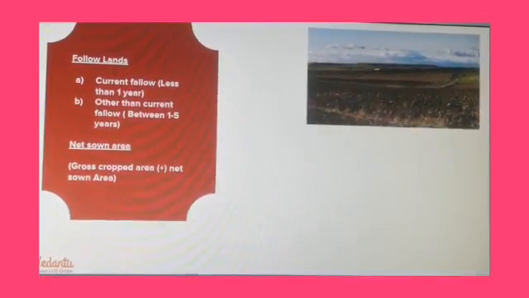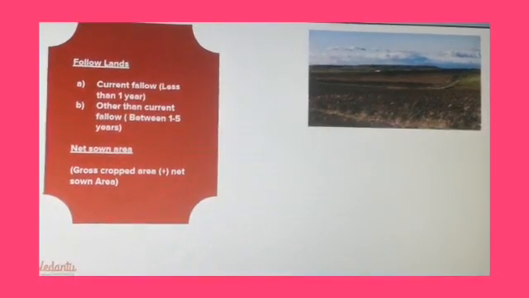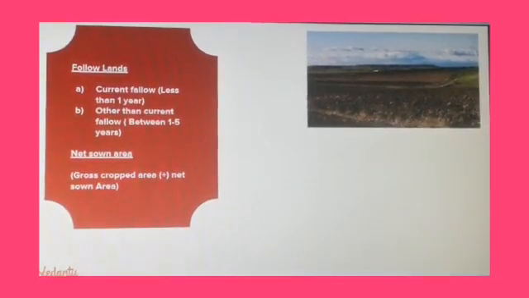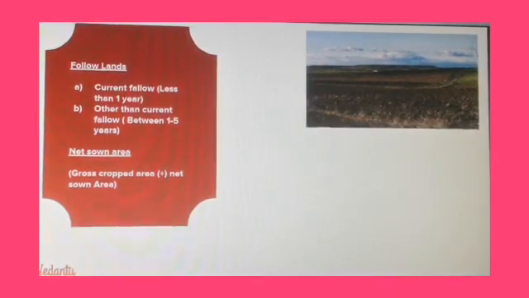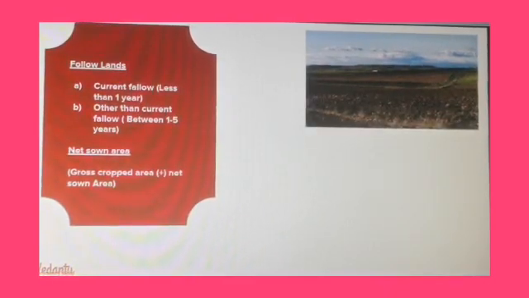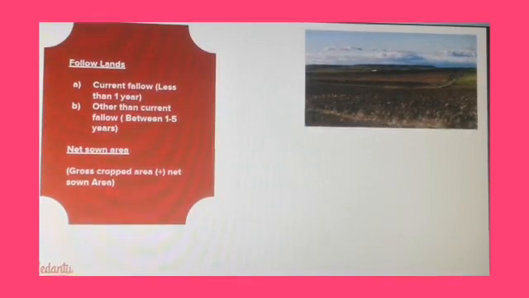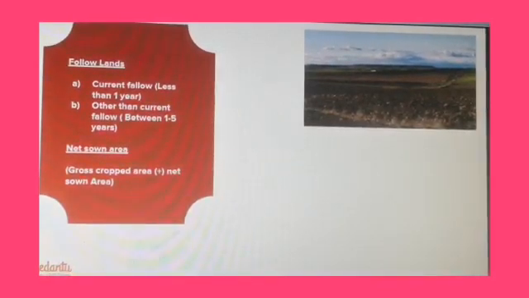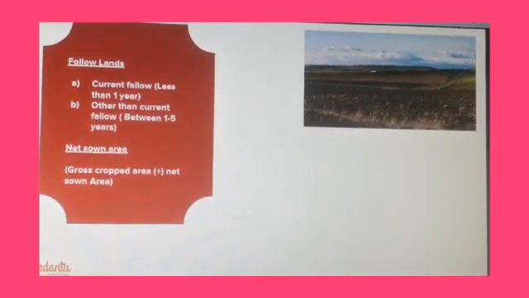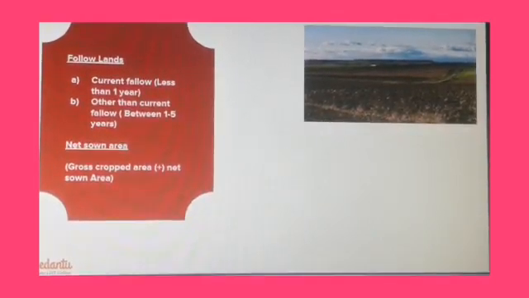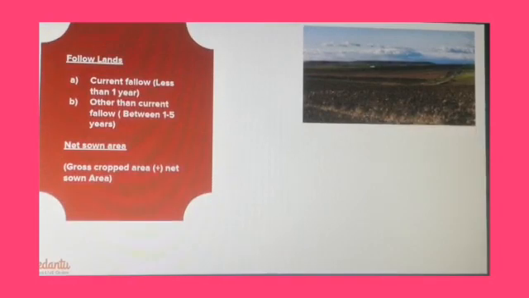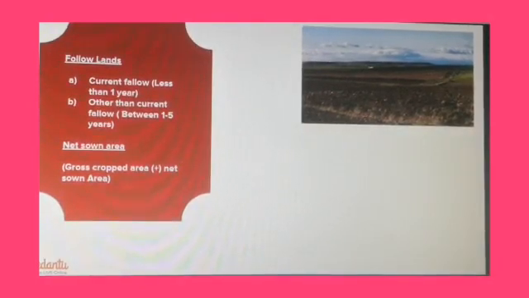Next, fallow lands. Current fallow is less than 1 year. Other than current fallow is between 1 to 5 years. Net sown area: the area which is used for the purpose of agriculture or agricultural productivity, that we call net sown area. That is, gross crop area we are calling.